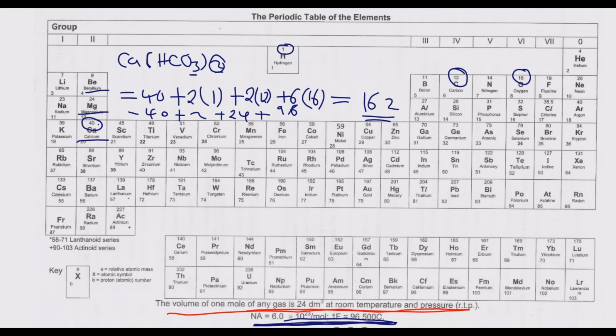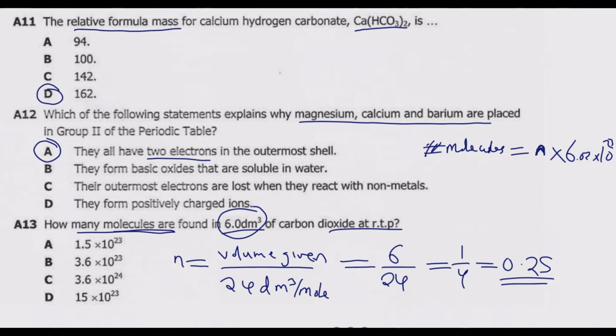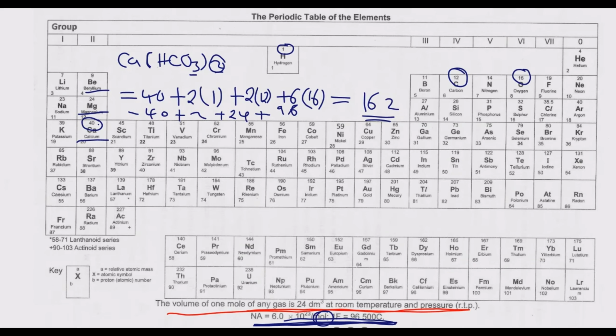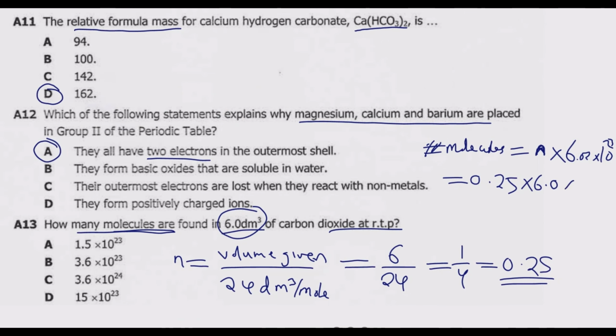So whether it's a number of atoms or this is a standard, this is the number of molecules given. So it's this number that you multiply. You are going to substitute here, it will be 0.25, then we multiply by 6.0. As you see, here is just 6.0, then you multiply by 10 to the power 23.